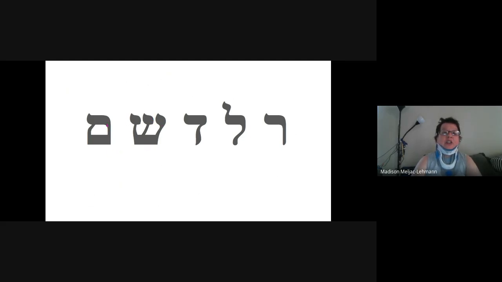And then again, here's your final mem. Now, I want to tell you, when you learn final mem, it's really important to understand that the top and the bottom are flat because there's going to be another letter that does look like it called samech. And the difference is it's rounded on the bottom. But the good news is samech is way towards the end because it's hardly used at all. Okay. So let's look at each letter individually.